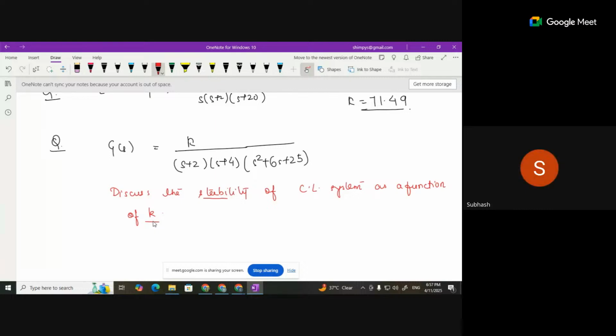Yeah, the real part should be negative. The real part of the pole should be negative. That is correct. That is by the location of the poles, you can tell whether the system is going to be stable or not. Fine. But you have to find out the relationship between K and the stability. So, how will you do that?